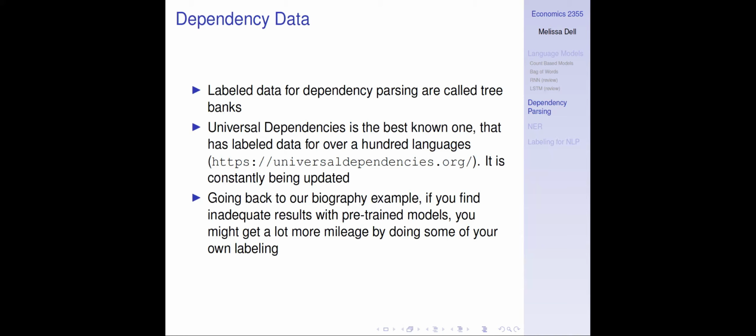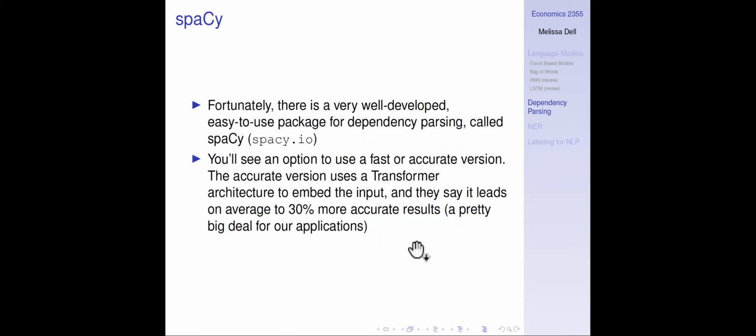Going back to our biography example, that was a very narrow use case that tended to say things in a formulaic way, but that might not have looked like the data in this Universal Dependencies bank. In which case, you're going to want to label some data and fine-tune on your example. But fortunately, biographies are pretty formulaic, so you probably don't need a huge amount of labeled data for fine-tuning. But that raises the question of, well, how am I going to estimate dependencies and how am I going to fine-tune?